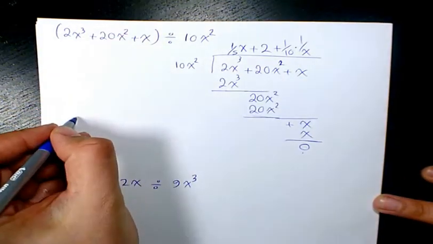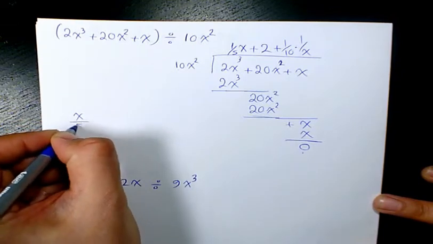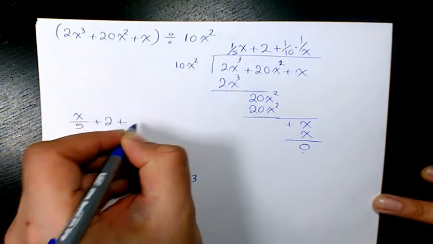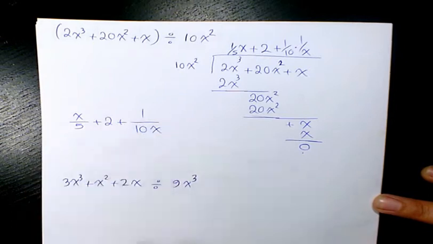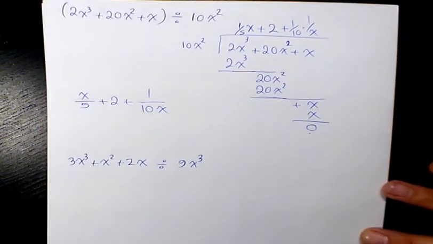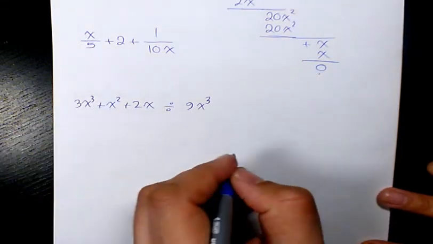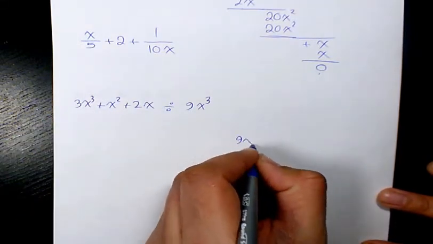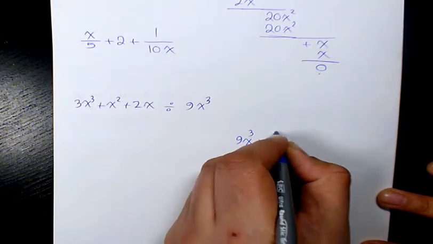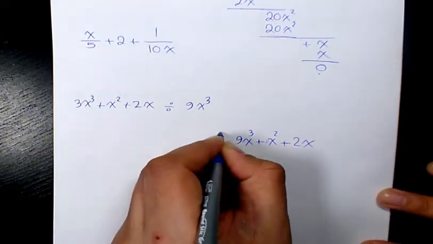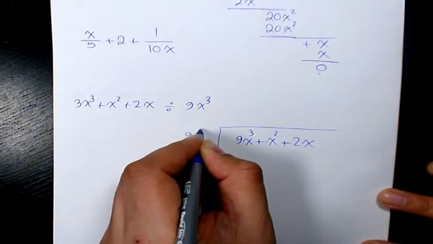So the answer is going to be x divided by 5 plus 2 plus 1 over 10x. That's the answer, which is the quotient. Next one, you have 9x cubed plus x squared plus 2x divided by 9x squared.